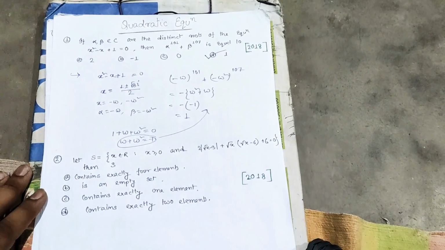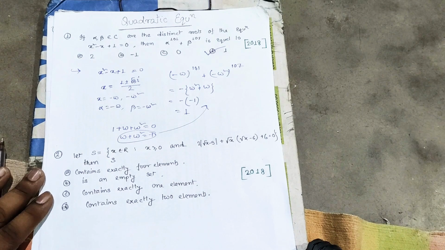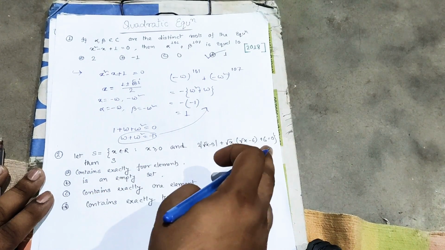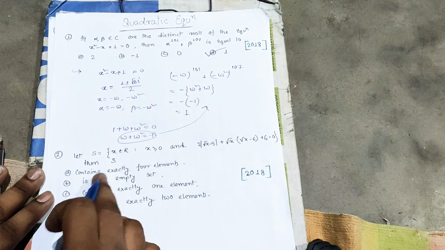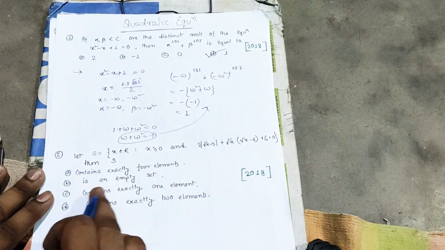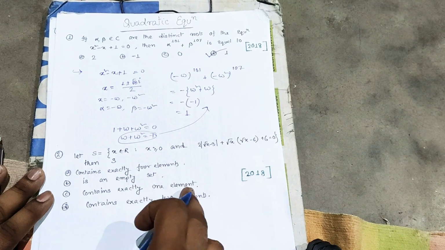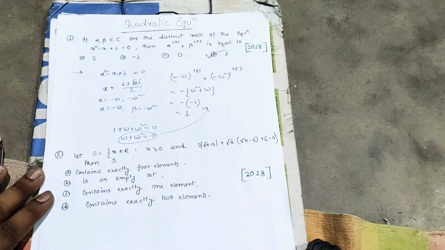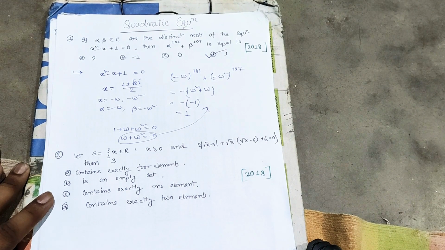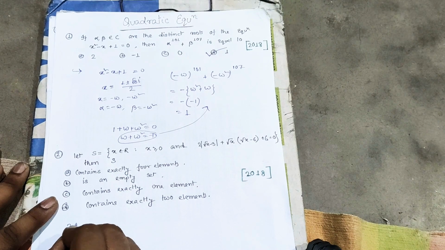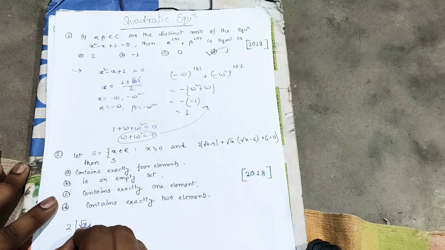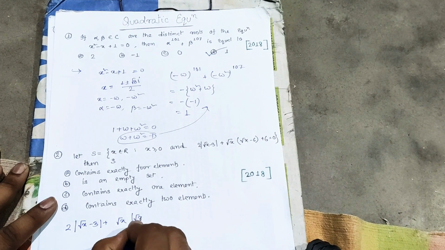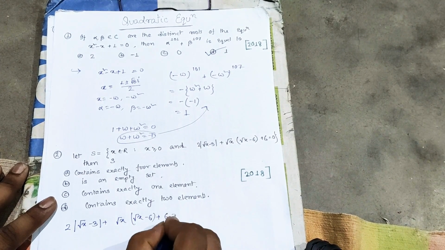Next question is, let S equals to x belongs to R such that x greater than 0, and this equation, so then S contains exactly 4 elements, is an empty set, contains exactly 1 element, contains exactly 2 elements. It was asked in 2018. So if I want to solve it, let's come to the equation 2 modulus of under root x minus 3 plus under root x times under root x minus 6 plus 6 equals to 0.